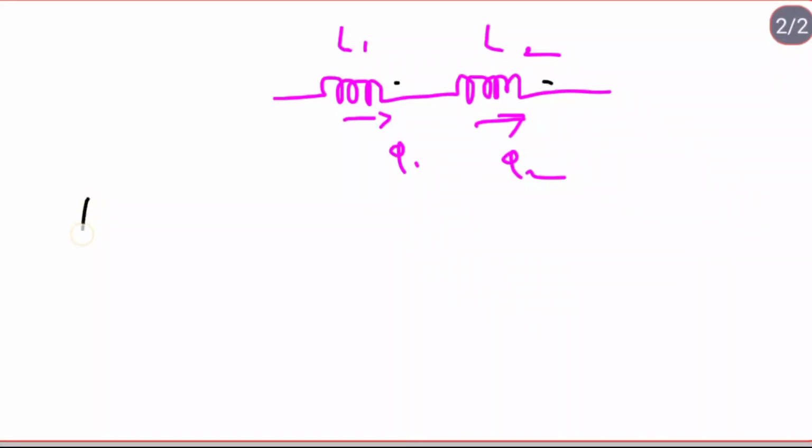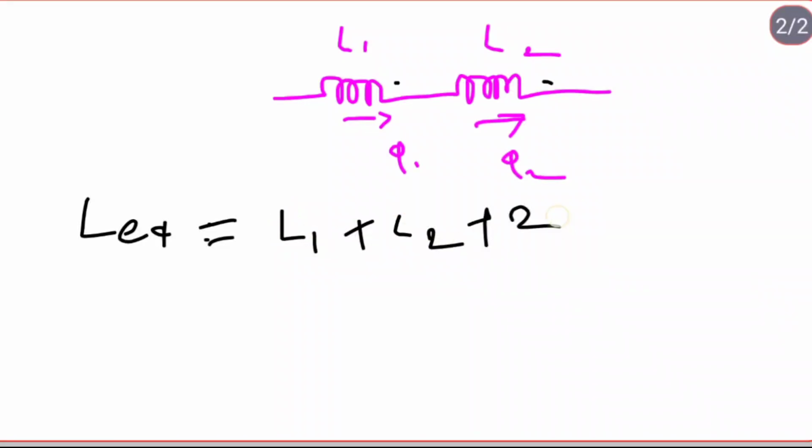Then what is the effective or equivalent inductance? L equivalent equal to L1 plus L2 plus 2M, where M is known as mutual inductance. How to calculate M? Already told you, M equal to K into square root of L1 L2.